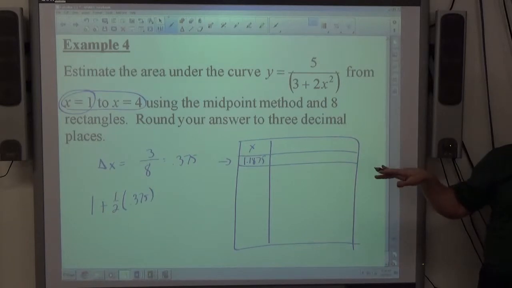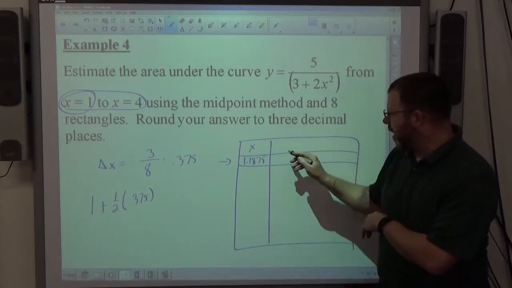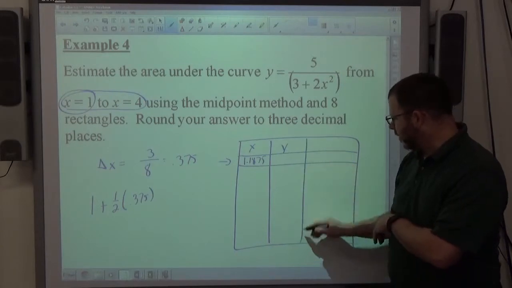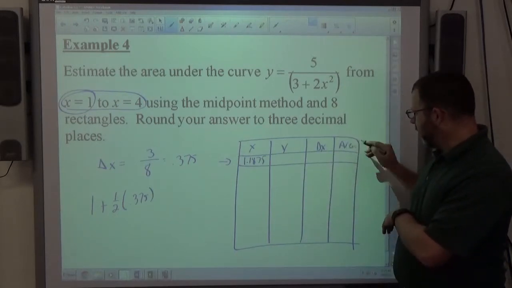If you get a number that's not as pleasant, like the last one was 0.4, half of 0.4 was 0.2, basic. But half of 0.375, it's a little bit uglier. So again, by all means, use a calculator if you wish. But if I'm imagining Excel, I'm going to have x, I'm going to have y, I'm going to have delta x, and I'm going to have area. I'm going to set that up like that.